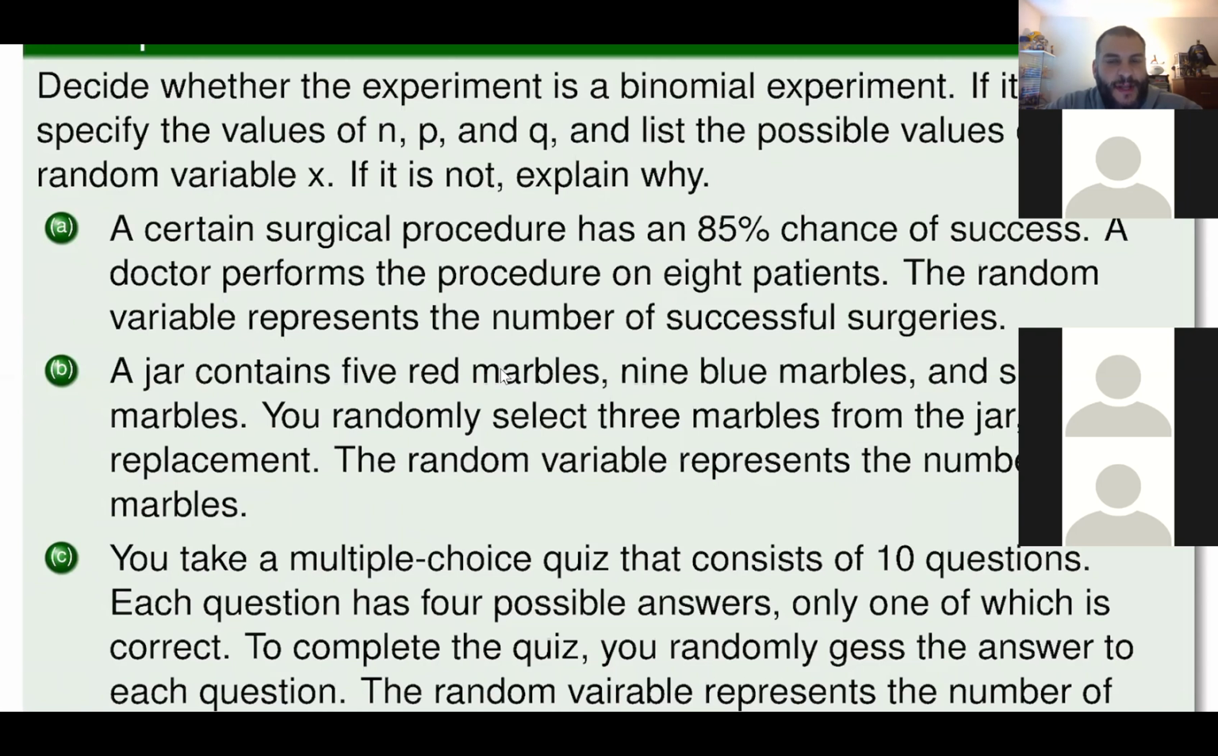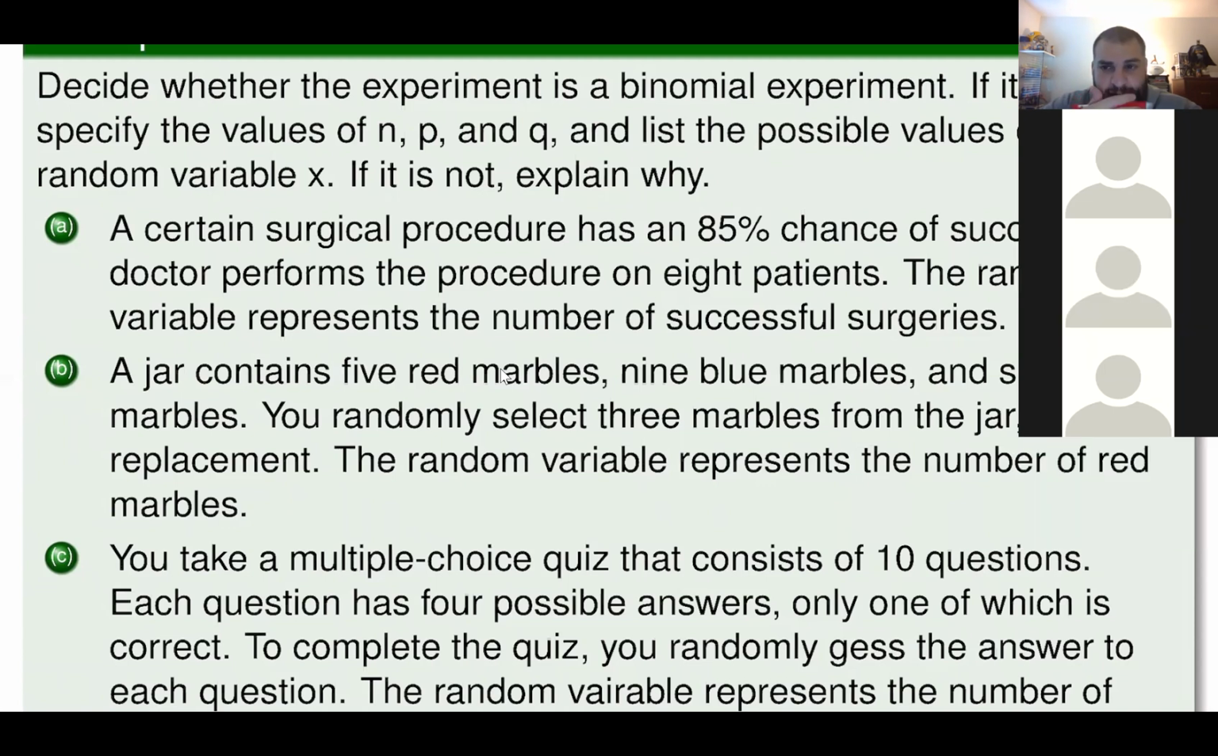All right, so let's first look for N. So for this one, did they tell me how many times they're gonna perform this surgery? Yes, on 8 patients. Cool, yeah. So they tell us how many times they're gonna perform this experiment. So they tell us they're gonna perform this experiment on 8 patients. So we know N is equal to 8.